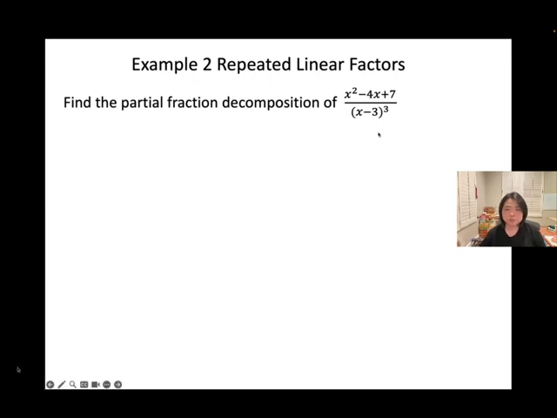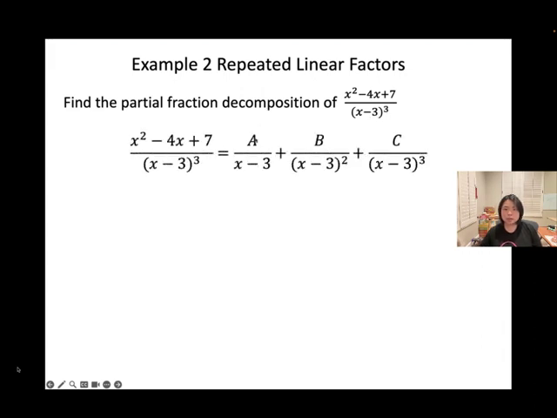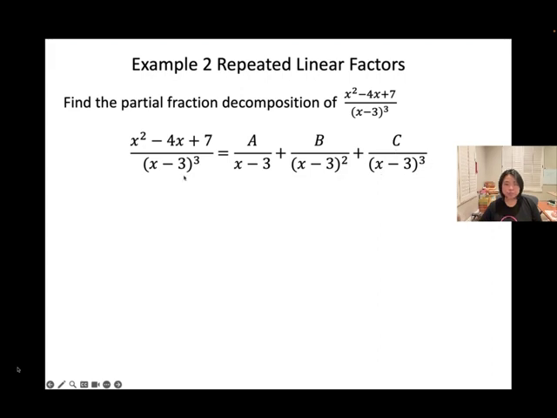For example, now my Q(x) is a linear factor, but it's repeated. So we're gonna let A over the first degree (x - 3), B over (x - 3) squared, and then C over (x - 3) cubed. Okay, now we're gonna get the LCD. The LCD will be this guy. So multiply (x - 3) squared here, and multiply (x - 3) for this guy.